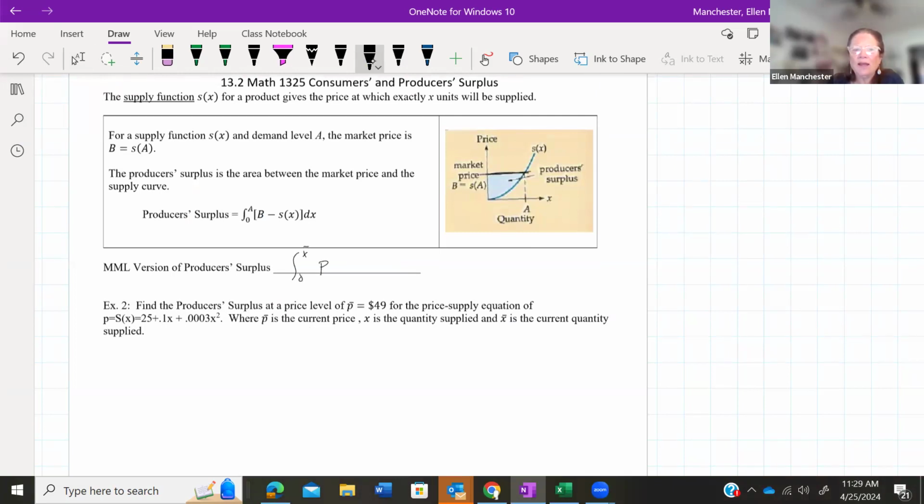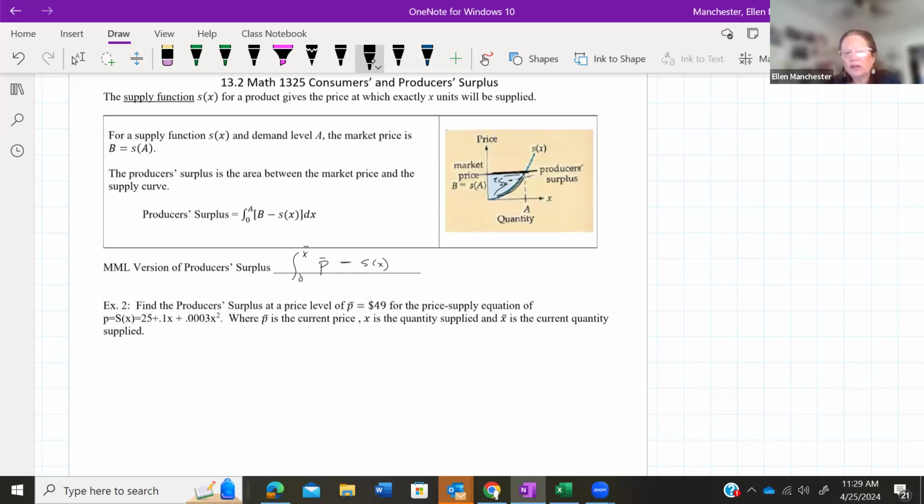So it's the price minus the supply function, okay? Because it's the upper minus the lower, and it's all the area in between. So it's still area between two curves. It's just now we're looking at it from the price is the high point and the curve is the low point.